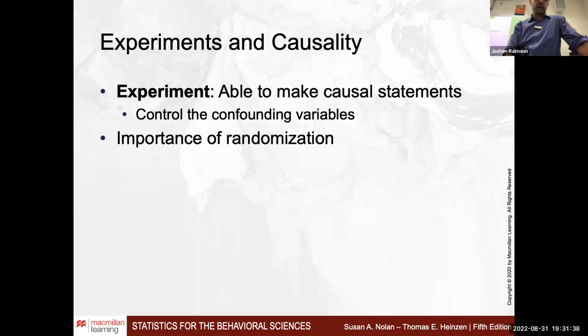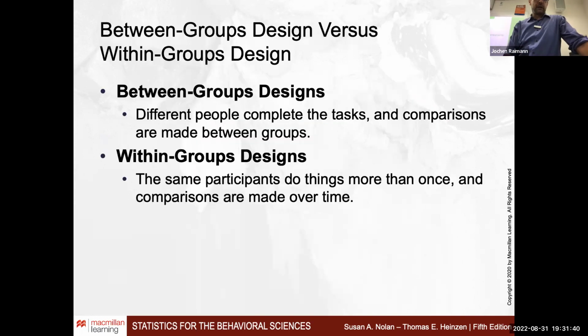Good. In the same context, it's important to keep in mind that there are two different designs. A between group design is where you randomize people into two different groups and you compare them against each other. If you find differences, and they were randomized, you have eliminated the effect of confounding and you can make causal statements. Keep that in mind.